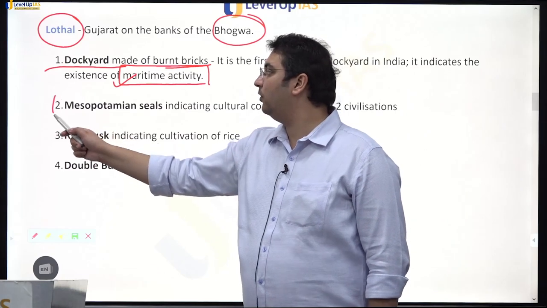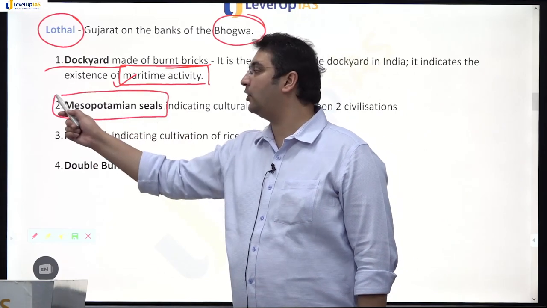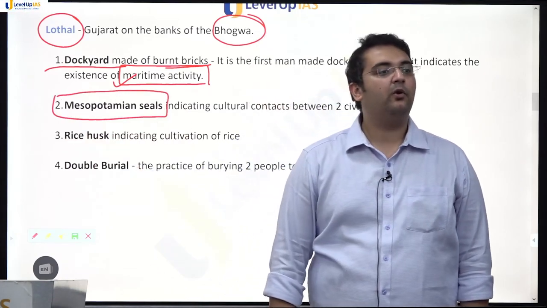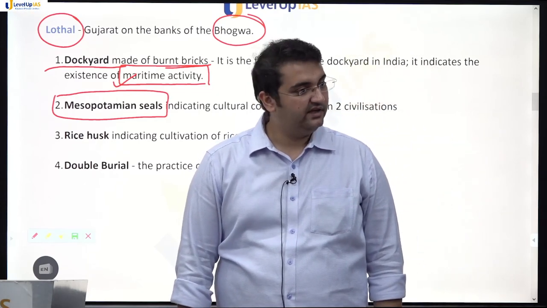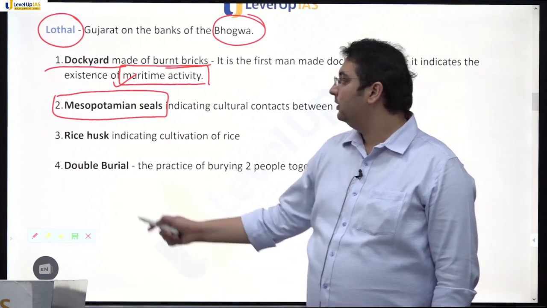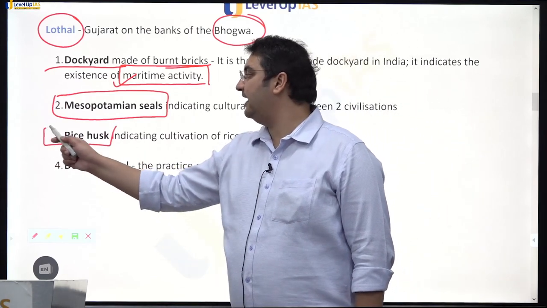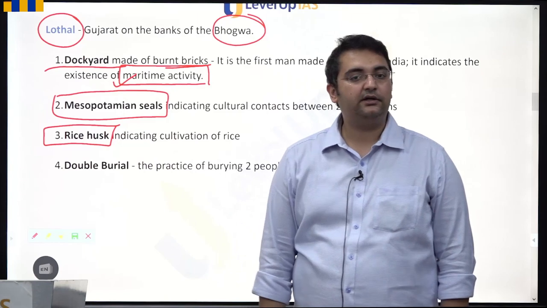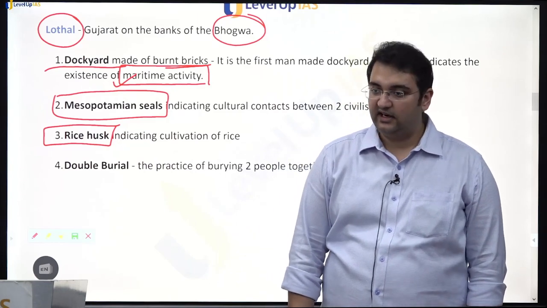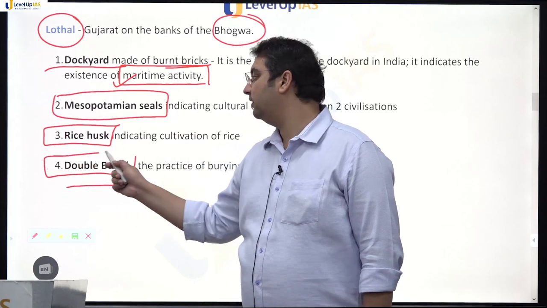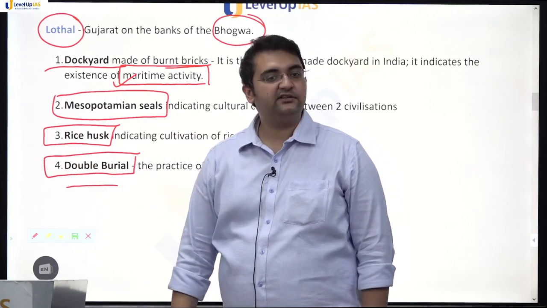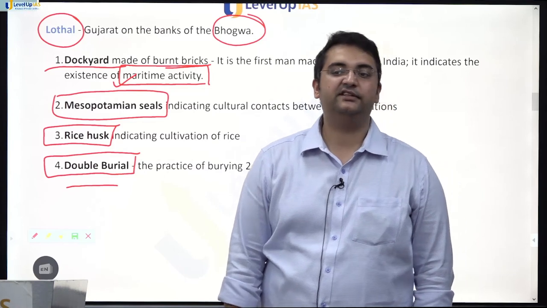Then we have also discovered certain seals from Mesopotamia. What does this indicate? That some kind of contact must have definitely existed. We also have a rice husk indicating what? Rice cultivation was happening in this region. And the practice of double burial, that means one grave, two bodies. What does this indicate?